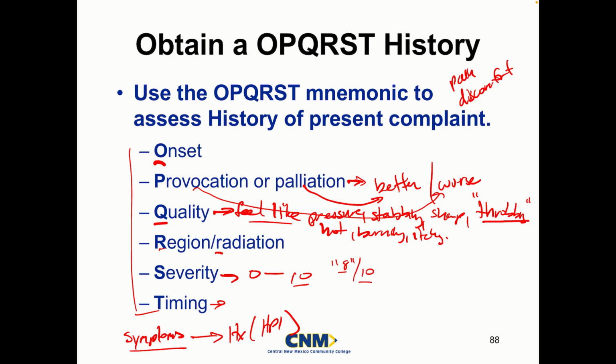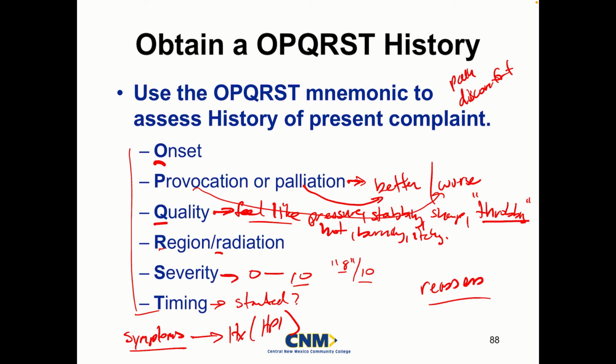Timing. So ask them not just what was the onset, like what brought this on, but what was the time that this started? When did this start? So how long has it been going on? And note it. Now, a difference here between SAMPLE and OPQRSTU is that this becomes kind of like a vital sign. So we're going to want to reassess OPQRST.